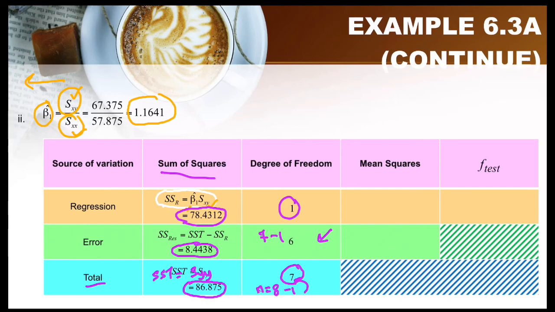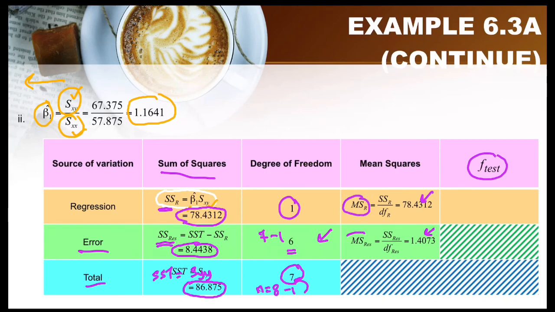Next, mean square. How to get mean square regression? So, SSR 78.4312 divided by 1. Okay. Next, how do we get mean square for error? SS residual divided by 6. You will get 1.4073. And last one, how to get F test? The formula is MSR divided by MSRES. You will get 45.7317. Complete your table.